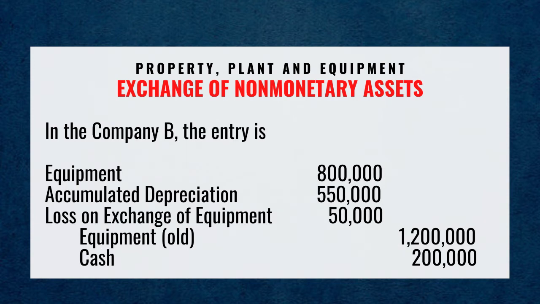In the books of Company B, the entry is: debit equipment new, 800,000 pesos; debit accumulated depreciation, 550,000 pesos; debit loss on exchange of equipment, 50,000 pesos; credit equipment old, 1,200,000 pesos; credit cash, 200,000 pesos.